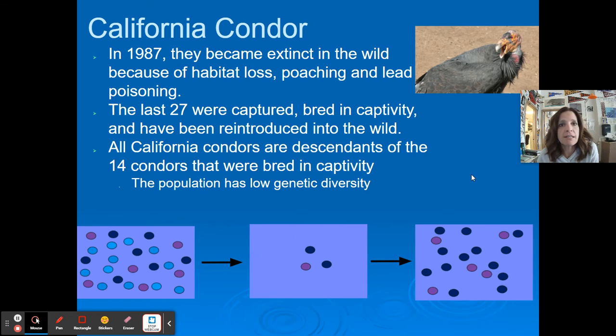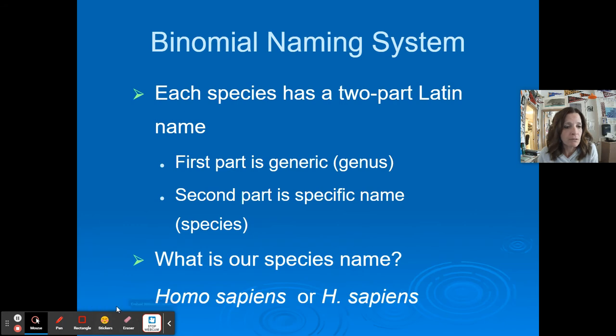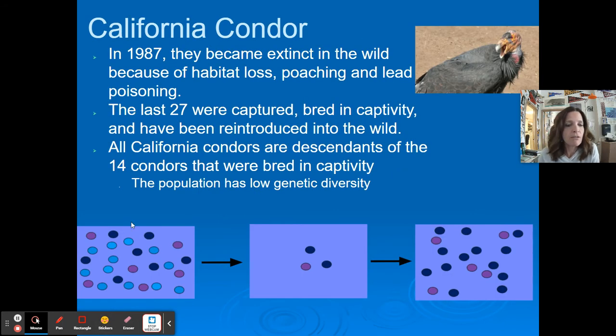So in 1987, it became extinct in the wild because of habitat loss, lead poisoning, and poaching. The last 27 were captured and they were bred in captivity, and then they were reintroduced. And they found that all of the California condors now are descendants of 14 condors that were bred in captivity. So really, really low diversity. So here's an image. Here's your California condor.